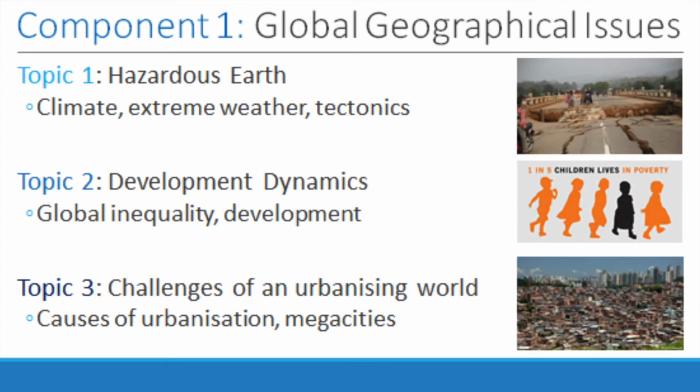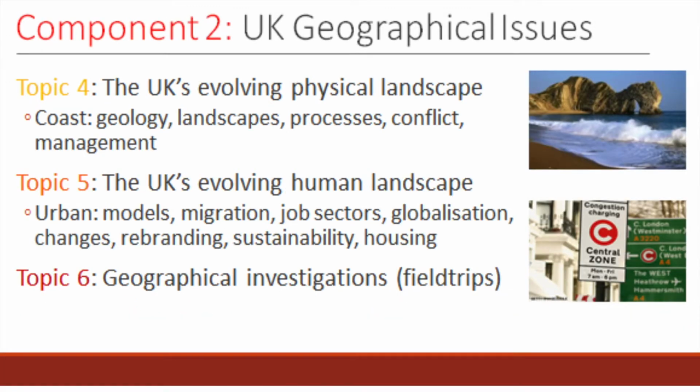After component 1, we move on to component 2. Now, component 2 is called UK Geographical Issues. Here we have topic 4, topic 5 and topic 6. Topic 4 is looking at the UK's evolving physical landscape. So this is our traditional physical geography. We look at coasts, we look at geology of the ground, the landscapes, the processes and the management. We also look at rivers and how the landscapes of the rivers are changing due to the processes.